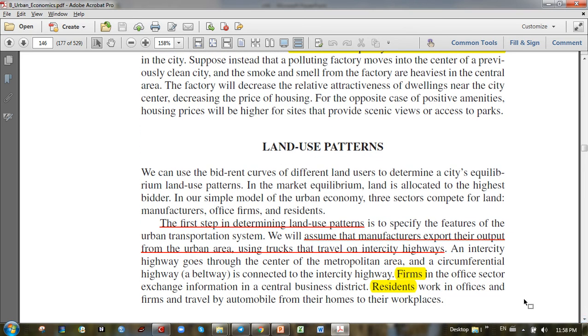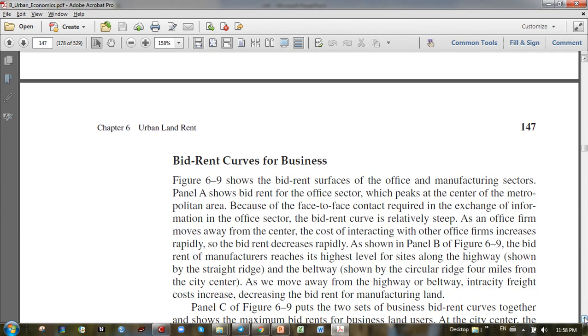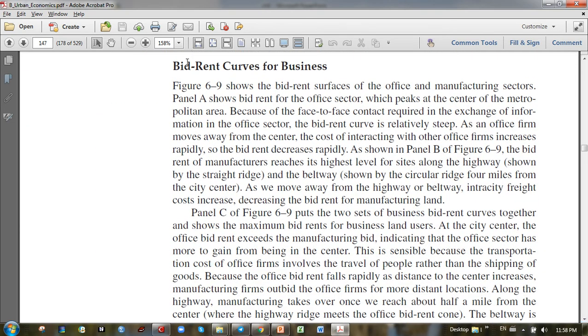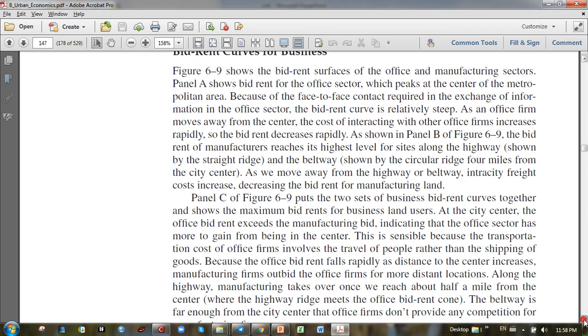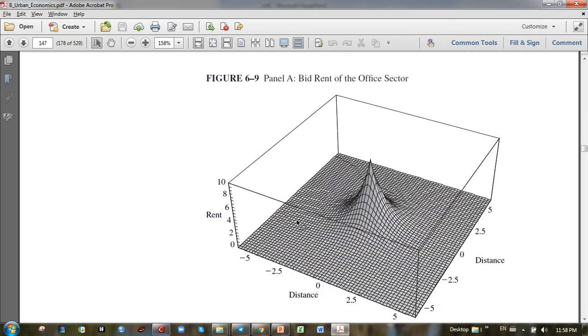Land use patterns. You have a graph, not 2D, it should be a 3D graph. Bid rent curves for business. Okay, this is 3D. You can see, let's say this is Y, this is X, but we also have Z here. That's why it is a 3D graph. So this is the center one. It's higher, that means this is a high price or higher demand. Yes, normally high price or higher demand.